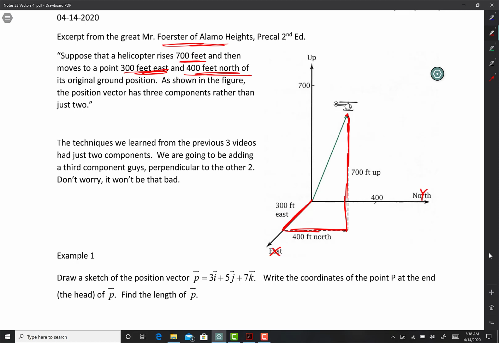If they asked us to find what's the distance or what's the magnitude of this vector, it's like Pythagorean theorem, except we have three dimensions. You would say the square root of, let's see, 300 minus 0 is just 300, so 300 squared, plus 400 minus 0 is just 400, so 400 squared. And then you went up, so 700 squared, and the square root of all that. It's just like Pythagorean theorem, but in three-dimensional.